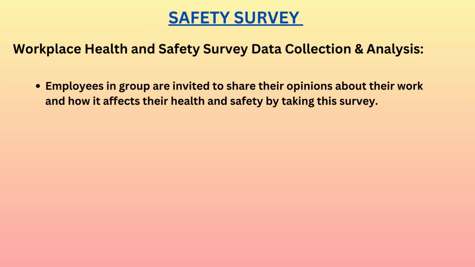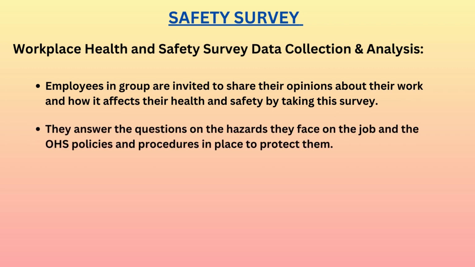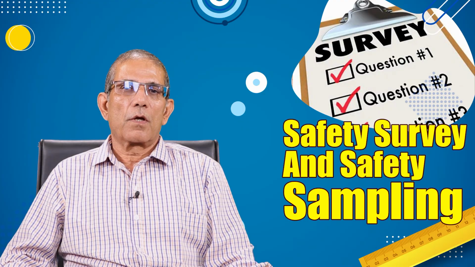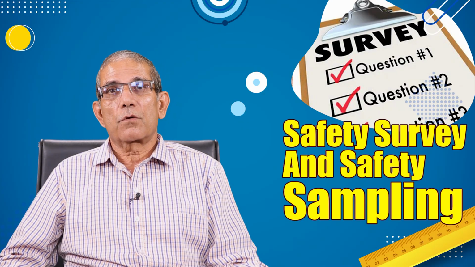Employees in a group are invited to share their opinion about their work and how it can affect their health and safety. By taking this survey, they answer questions on hazards they face on the job and the OHS policies and procedures in place to protect them. The survey is anonymous, that means it does not ask for the name. Their answers will help pinpoint areas that may need improvement to better protect the health and safety of workers. There are no right or wrong answers.